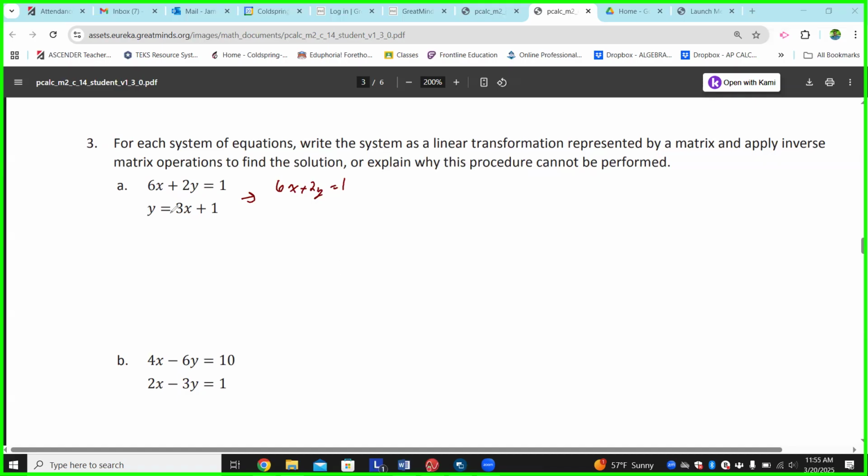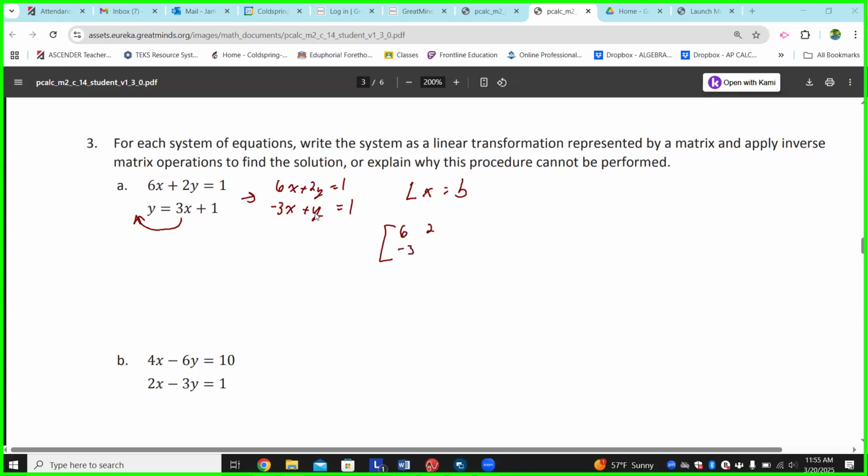Very good. I need to move the x over by subtracting it. So now this becomes negative 3x plus y equals 1. All right. This is now in the appropriate standard form. Now I can write out my equation. Again, my equation from yesterday is Lx equals b. What would my L be?